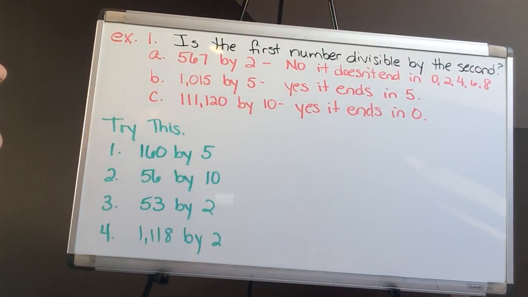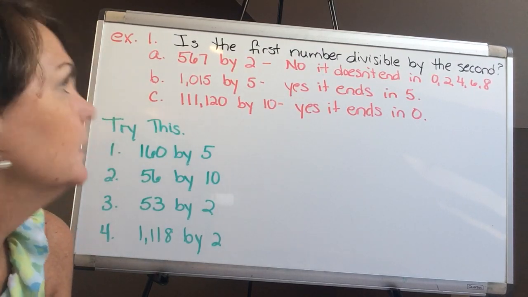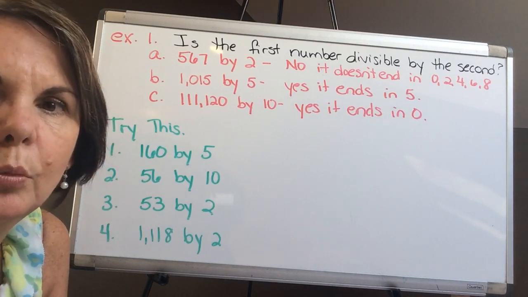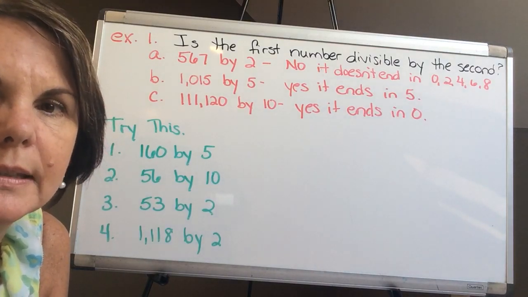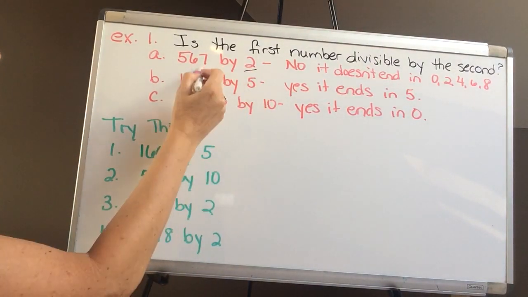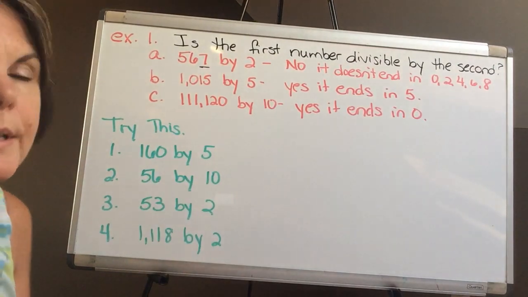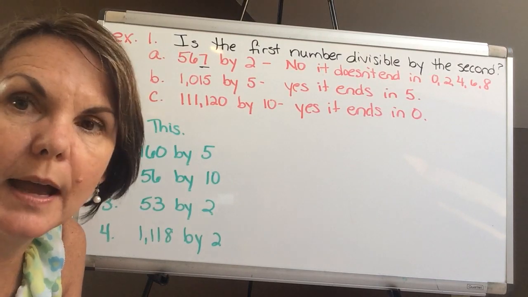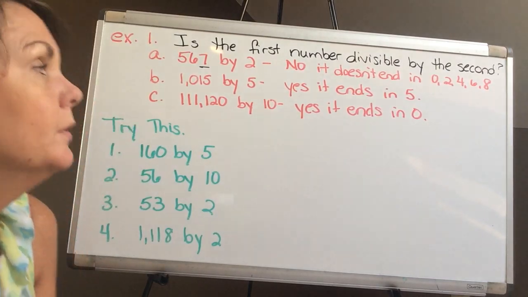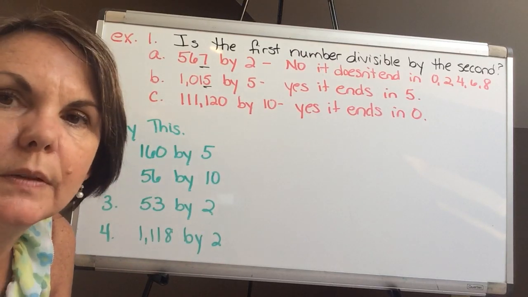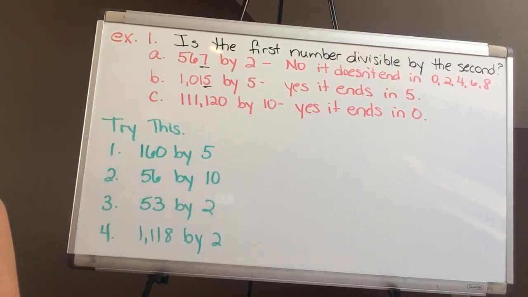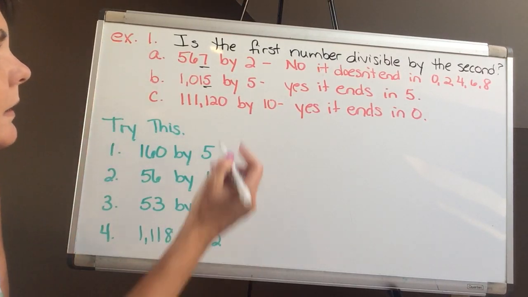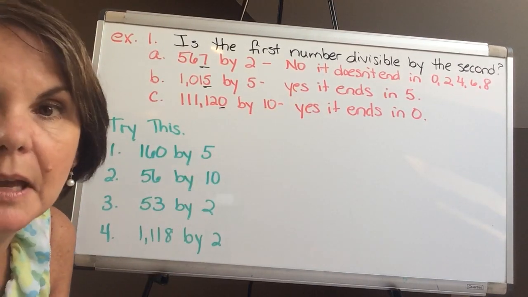Let's take a look at example 1. Is the first number divisible by the second? Letter A, 567, is it divisible by 2? Well, the rule for 2 was, does it end in a 2, 4, 6, 8, or 0? No, it doesn't, so it's not divisible. Letter B, 1015, is it divisible by 5? Well, the rule for 5 was, does it end in a 5 or a 0? Yes, that number is divisible by 5. And letter C, 111,120 by 10. The rule for 10 was, does it end in a 0? Yes, it does. Okay, simple.